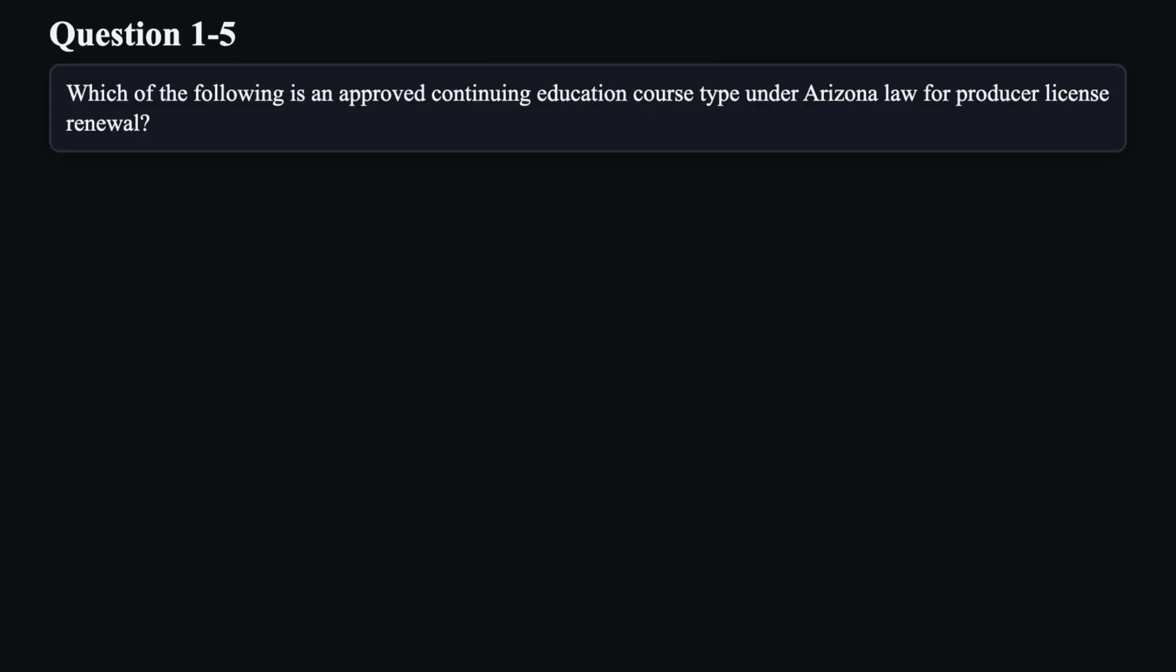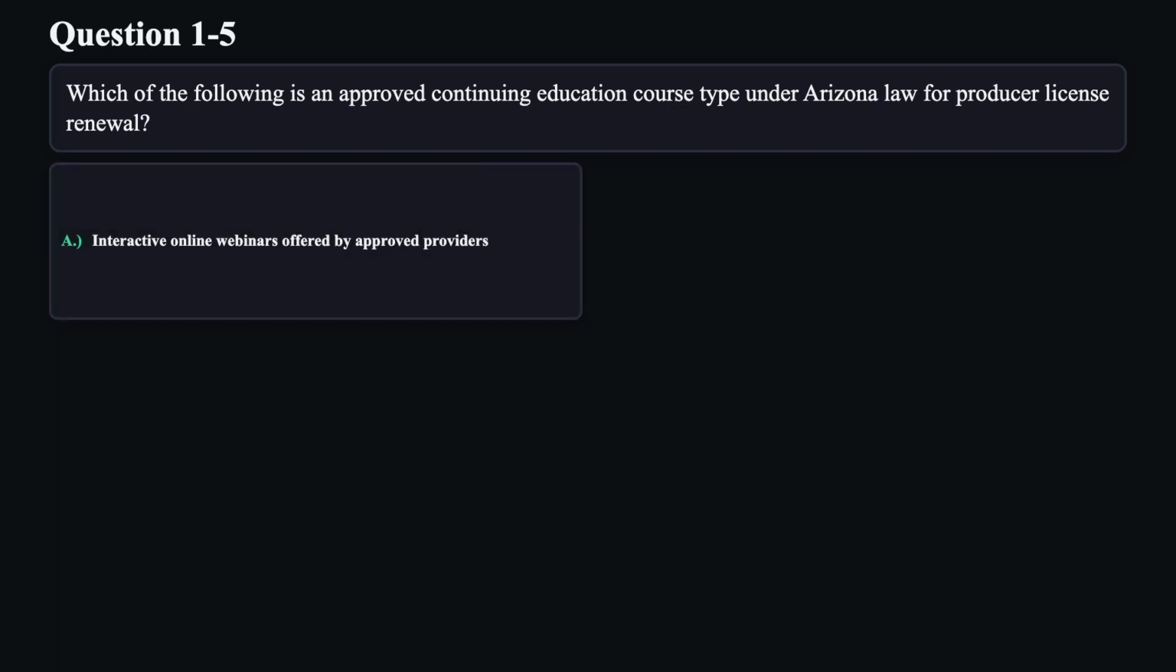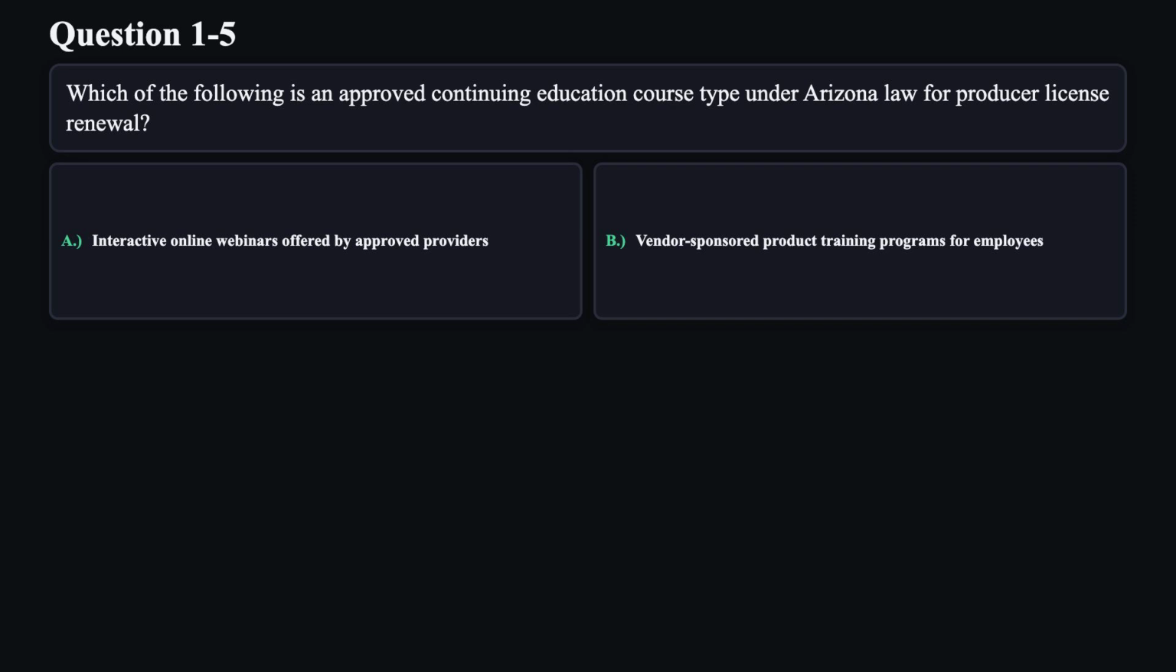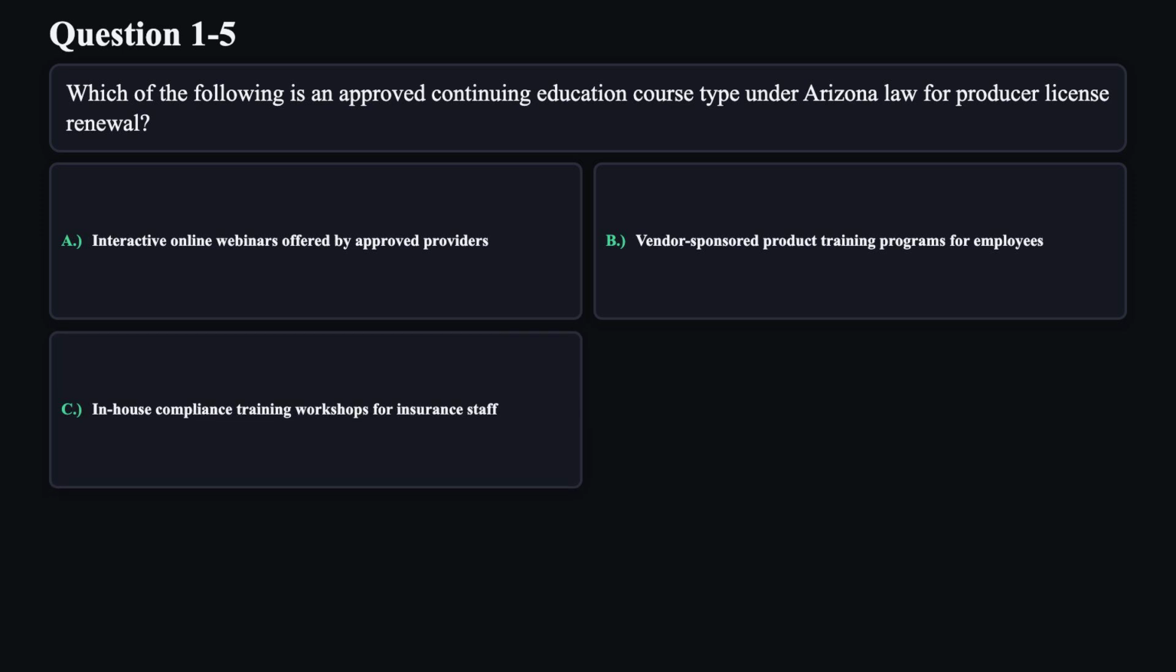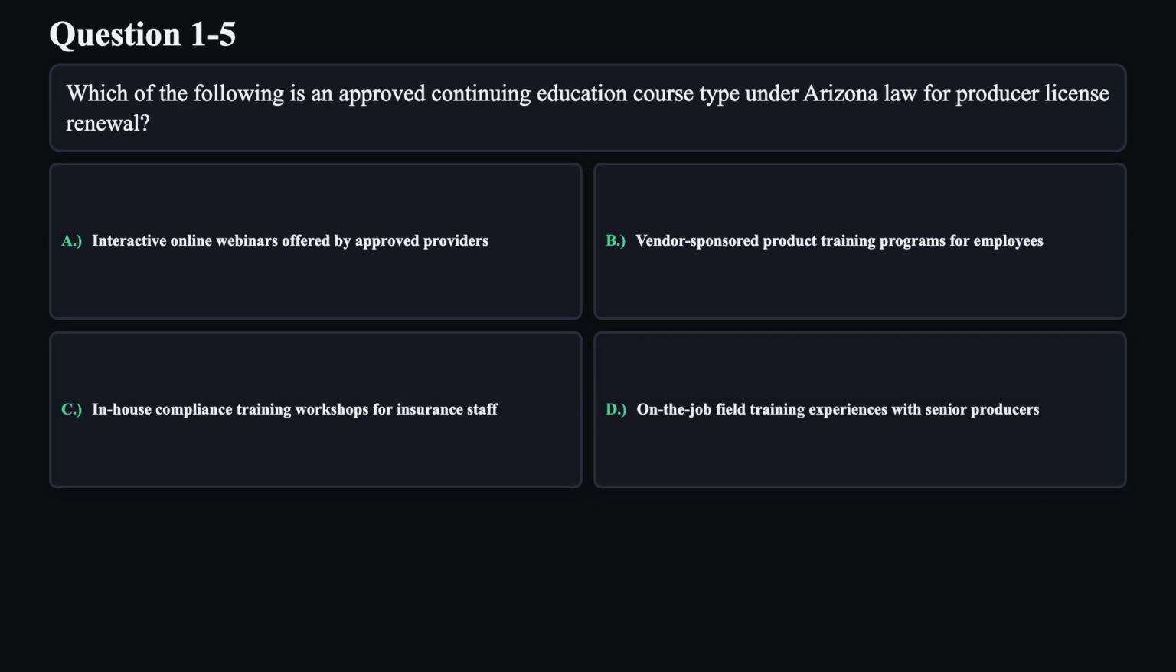Question 5. Which of the following is an approved continuing education course type under Arizona law for producer license renewal? A. Interactive online webinars offered by approved providers. B. Vendor-sponsored product training programs for employees. C. In-house compliance training workshops for insurance staff. D. On-the-job field training experiences with senior producers.